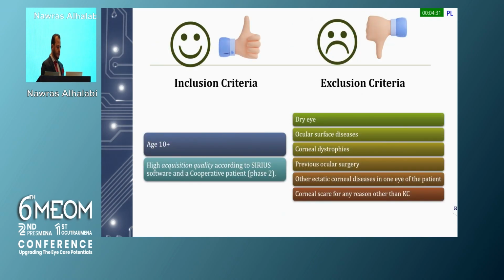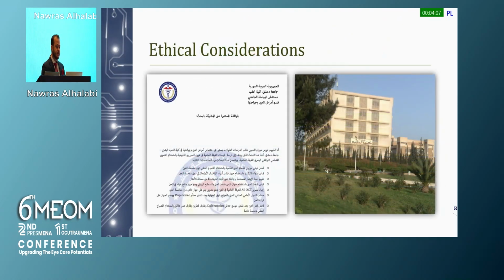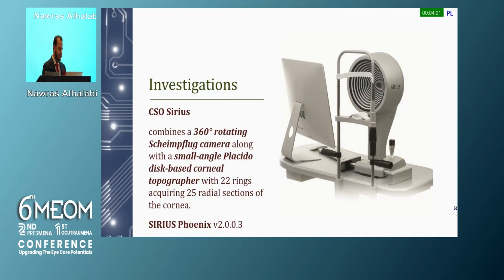Inclusion criteria were patients more than 10 years of age with high acquisition quality using the Cyrus built-in Phoenix software, and a comparative patient group for the cross-sectional study. We excluded dry eye disease patients, ocular surface diseases, corneal dystrophy, previous ocular scars, and other ectatic diseases other than keratoconus in one of the eyes, and other corneal scars for any reason other than keratoconus. Ethical considerations were taken into account, and informed consent was taken from the patients in the cross-sectional study.